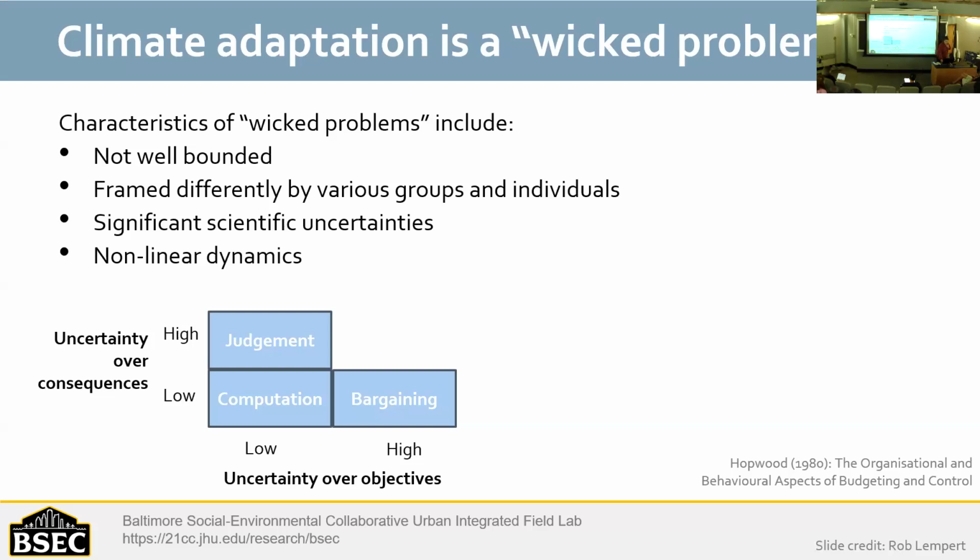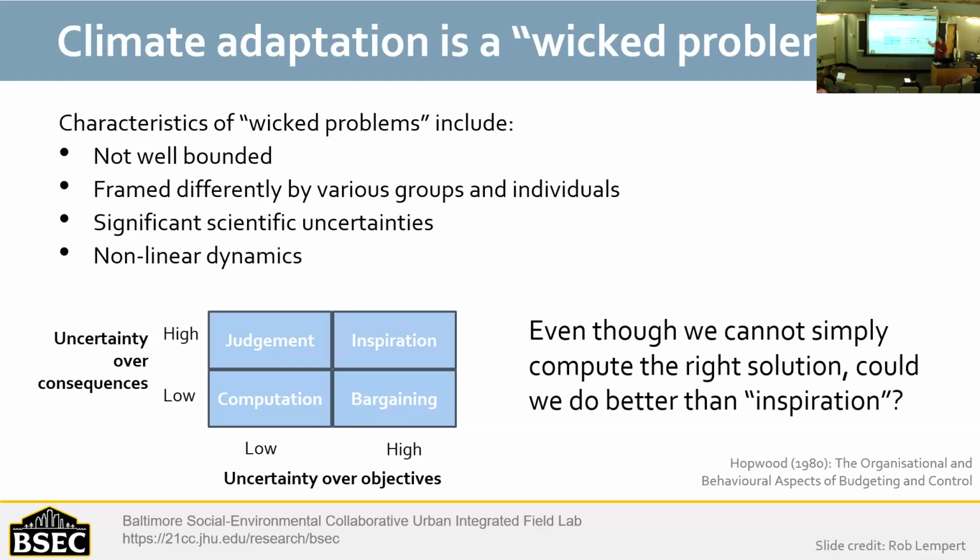But when we have both of these things, the author of this chapter suggested inspiration is the solution, which I'm not sure is the right word for it, but I would argue that he's right in that computation is probably not sufficient, but I think we can do better than inspiration. So what can we do?